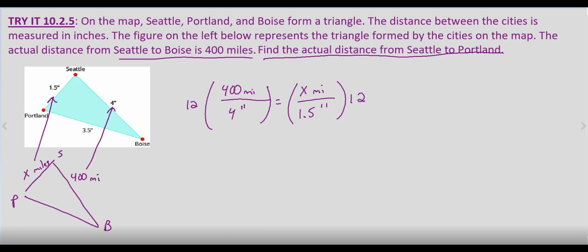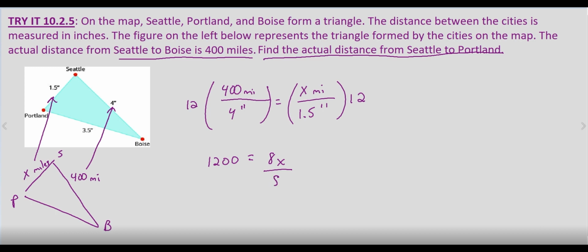12 divided by 4 is 3. 3 times 400 is 1200 equals 12 divided by 1.5. Well, that would be 8. 1.5 times 8. If we have 8 1.5s, we end up with 12. So this would be 8x.